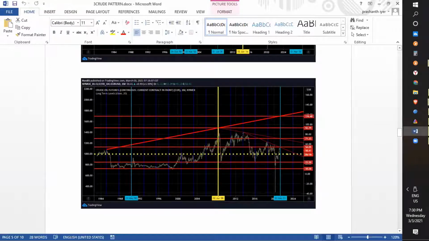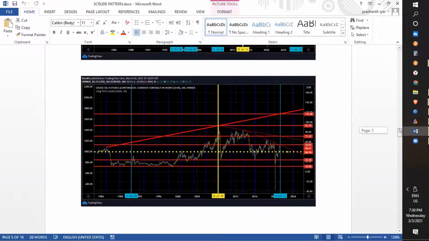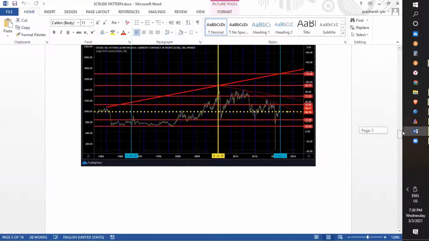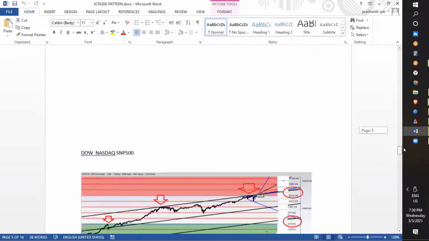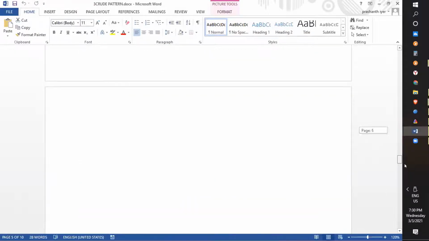1984, 87, then there is a crash, Feb 2016, there's a pattern, right? So the next pattern is what? May, June. So you have to watch crude oil, $60. That's very critical. Will they breach it or not? So this is the Dow.